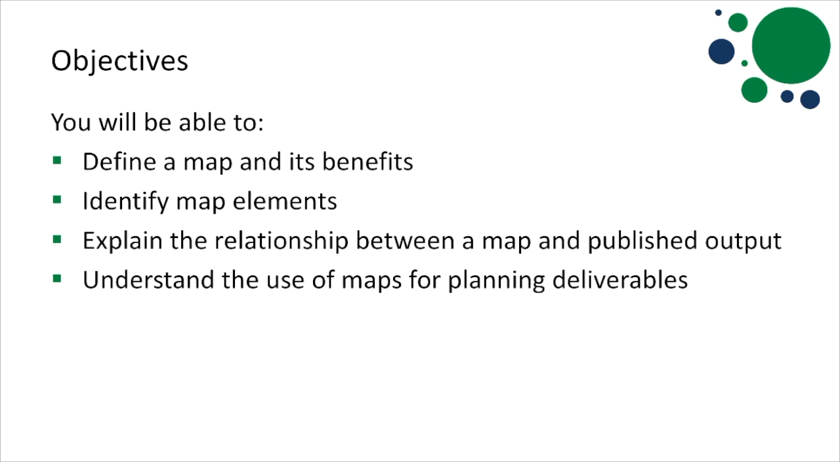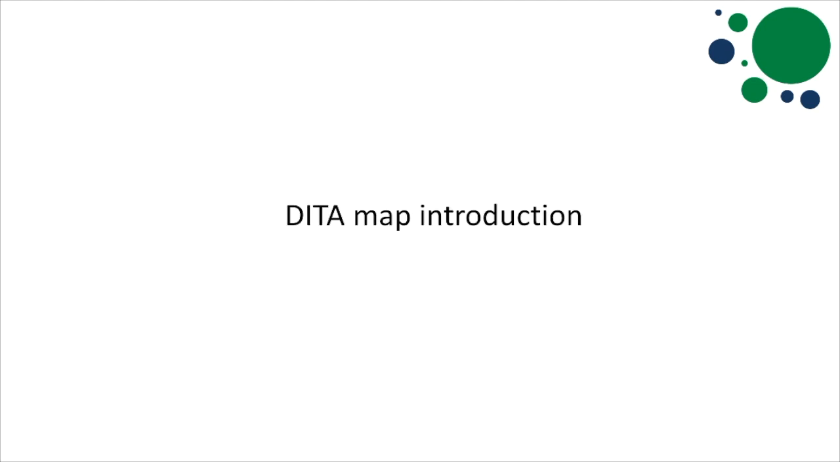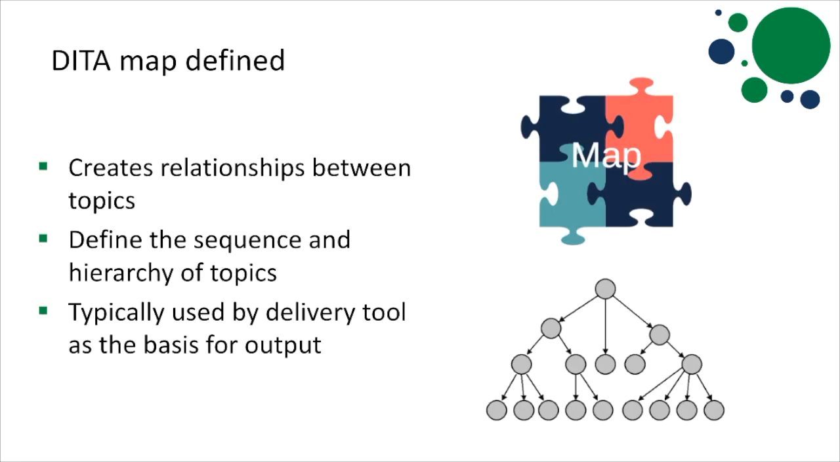Understanding the structures of the map and the relationships that it allows you to make between topics is going to be critical for you to skillfully be able to use data maps to your best advantage. So let's start first by defining what is a data map. A data map is essentially the mechanism for creating relationships between your topics or other objects within your content repository.